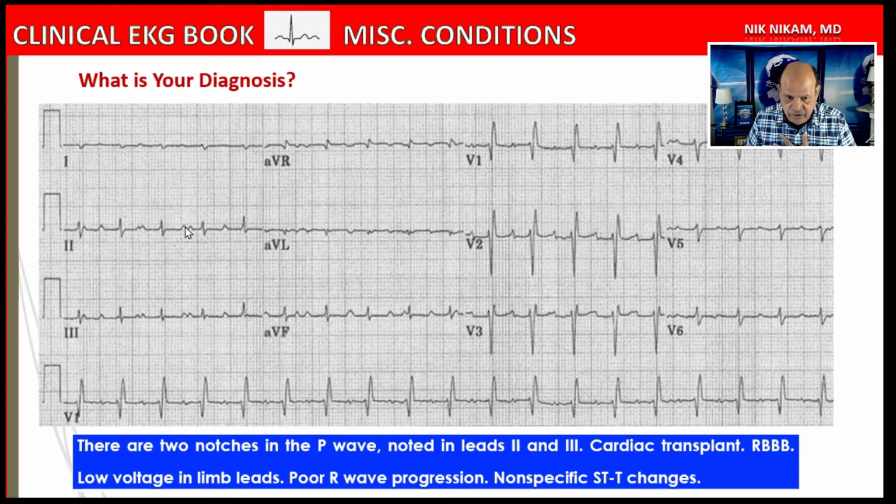The tip off here is, if you see a notched P wave with 2 spikes, and if the voltage is not significantly high, as you see in patients with pulmonary hypertension, tricuspid atresia, or any other conditions that raise the right atrial pressure, then think about cardiac transplant. There is the arrow there.